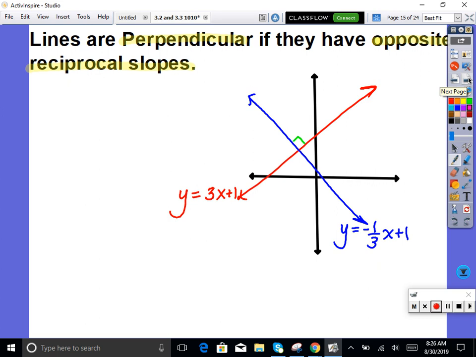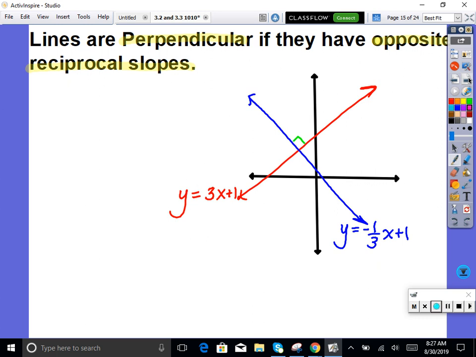Okay, let's go to perpendicular lines. Perpendicular lines are perpendicular if they have opposite reciprocal slopes. Now perpendicular means that they cross, they intersect at a 90-degree angle, and this will always happen if the slopes are opposite sign, so one's positive, one's negative, which makes sense. Look, isn't the red line positive? For it to intersect, wouldn't the other one need to be negative, guys?